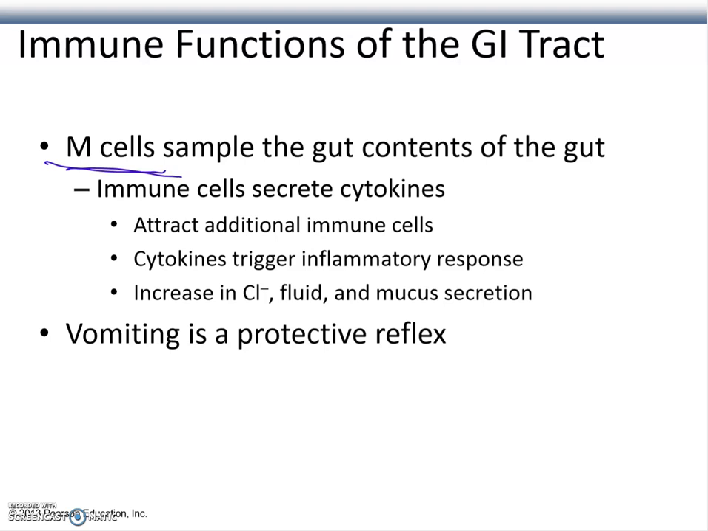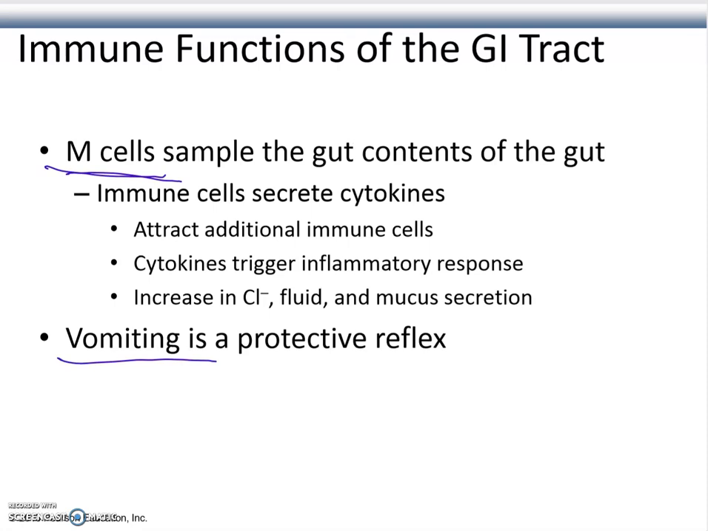Another immune function of the GI tract is vomiting. It's a protective reflex where your stomach says the stuff you just ate is no good and it needs to go, and it's usually right. If you feel the urge to vomit, try not to suppress it, because it is a necessary mechanism to remove stuff from your gastrointestinal tract that shouldn't be there.